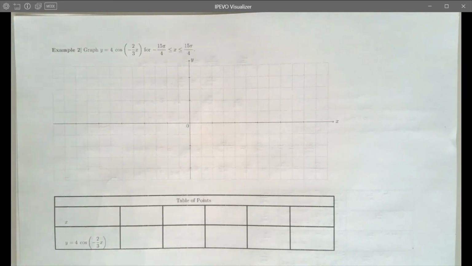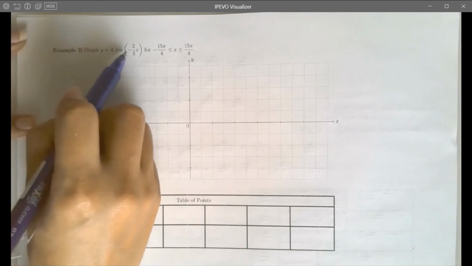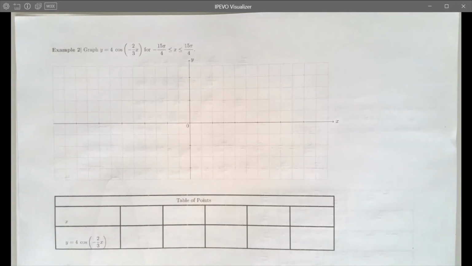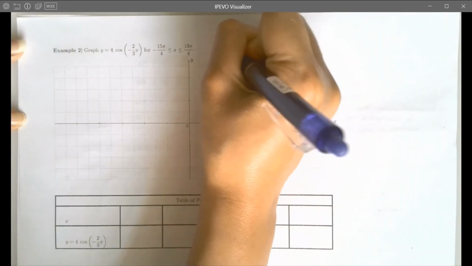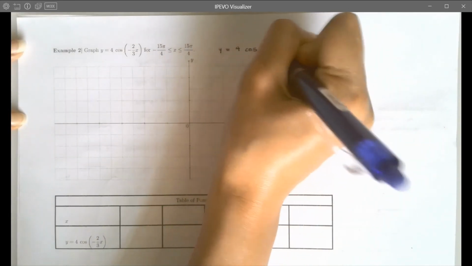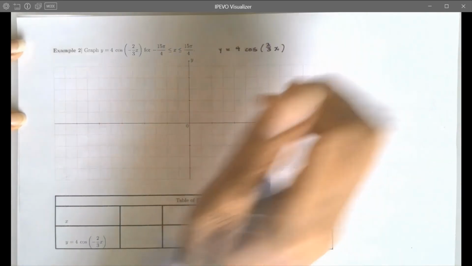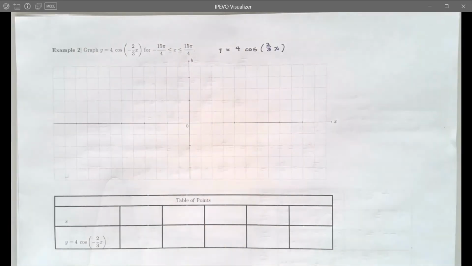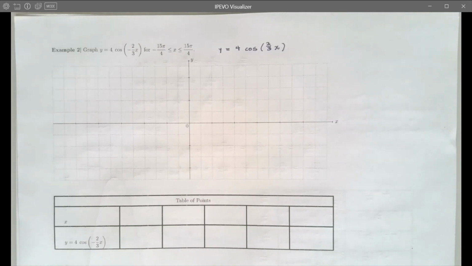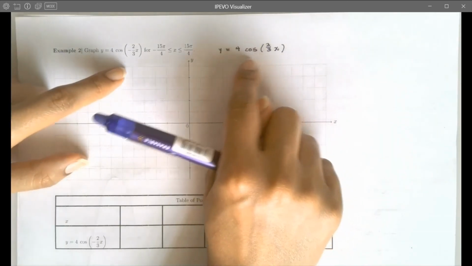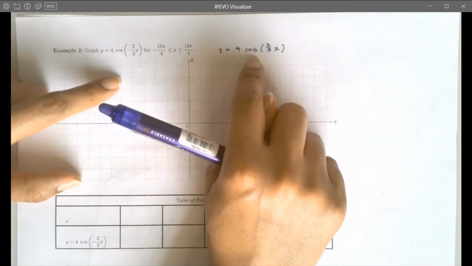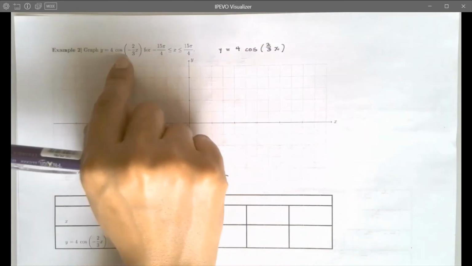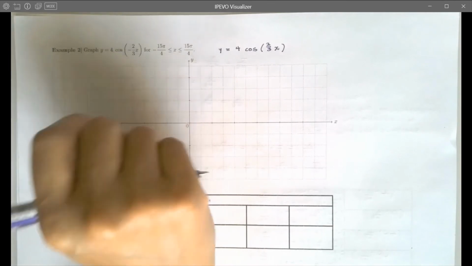And in order to get rid of that negative, we're going to use the symmetry of cosine. Because cosine is even, that means that this negative can be absorbed, or in other words, we can just ignore it and say that y is equal to 4 times cosine of 2/3 x, because these two are going to be equivalent. The y values are going to be equivalent for every x value. So we can just simply deal with graphing this instead of the -2/3.